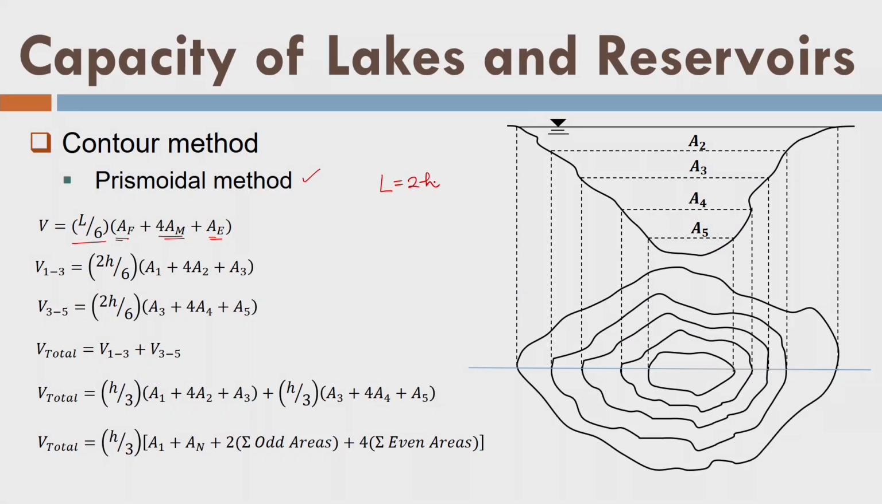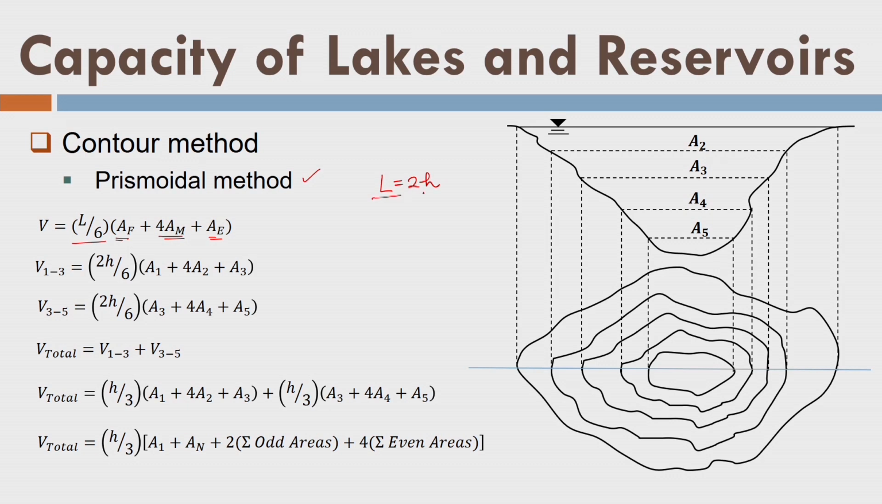What does it mean? It means that I am considering 3 sections at a time, first section, middle section and the end section. The distance between the first and the middle section is h and the distance between the middle and the end section is also h, and that is why the length between the first and the third section, or first and the end section, is 2h. So L is 2h here. So now I use this formula and I put L equal to 2h.